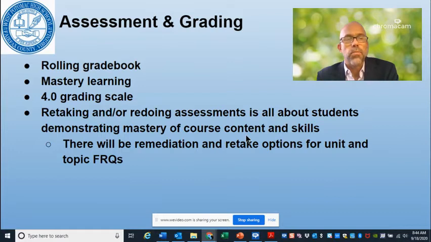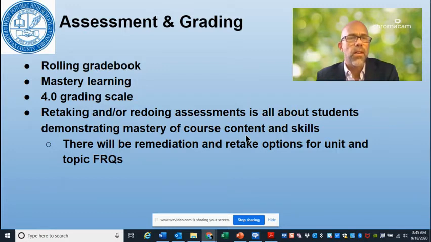I do use a 4-point grading scale, which means that students achieve mastery of a topic, meaning that they've met all the expectations. On a 4, 3, 2, 1 scale, a mastery would be 3 if you're meeting the expectations. A 4 would be if you're exceeding the expectations and you go above and beyond and really demonstrate exceptional knowledge of that skill.